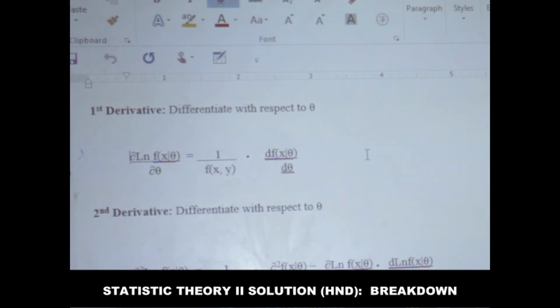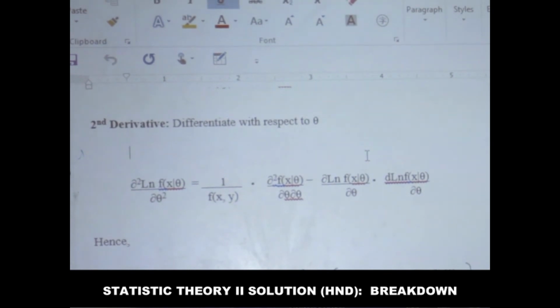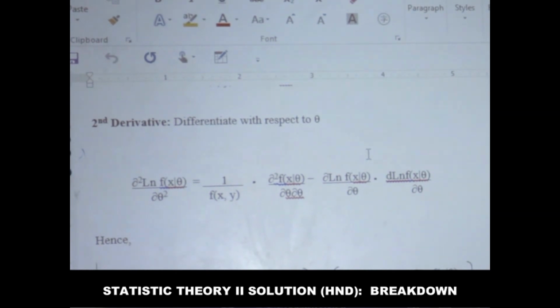Now when you are differentiating based on your second derivative, you have 1 over f(x, theta) dot partial differential raised to power 2 of f(x, theta) over differential of theta squared, minus differential of ln f(x, theta) over differential theta, times d ln f(x, theta). Then you proceed.